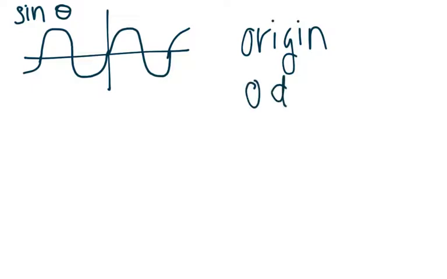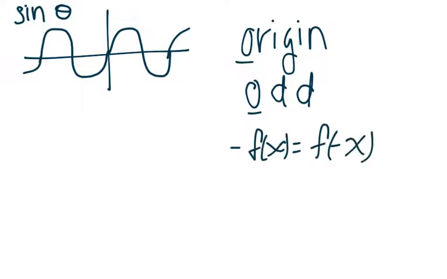So here in the top left, I have sketched the graph of the sine function. We talked about some of the other properties of the sine function. Now I want to talk about its symmetry. The symmetry of the sine function is about the origin. So this tells us two things. The first being that sine is an odd function. And to be an odd function, that means that negative f of x equals f of negative x.